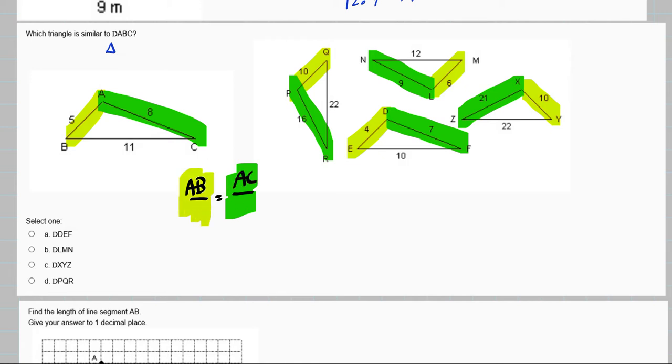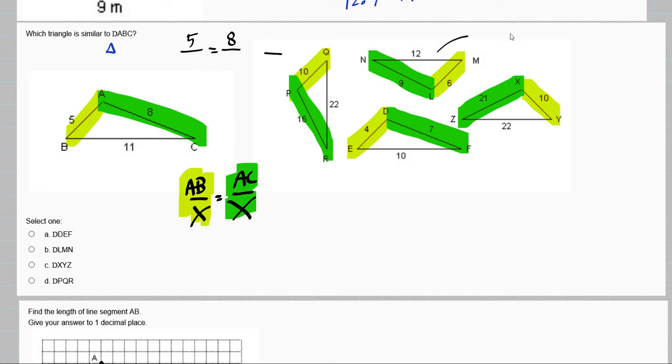And then we have our one to compare it against here. I don't know what these ones are going to be. We'll try with all of them. So let's do from left to right. So we got AB over something is equal to AC over something. So AB is always going to be 5 and AC is always going to be 8.